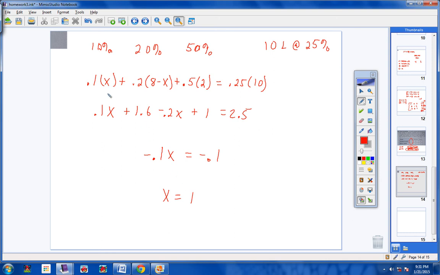So, look what my x is, guys. My x is my 10% right here. So, for 50%, I used how many liters? 2. For 10%, I'm using how many liters? 1. So for 20%, it must be how many liters? 7, because 1 plus 7 plus 2 equals 10.